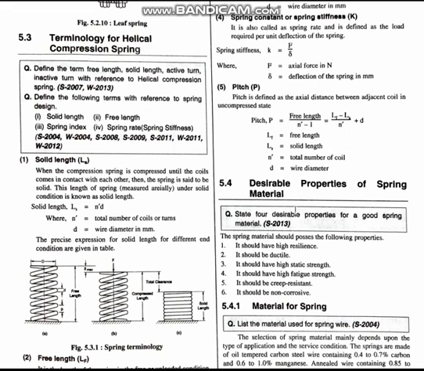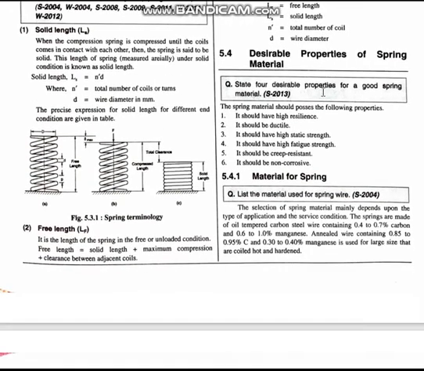Then these are the desirable properties of the materials with which springs are made. It should have high resilience, it should be ductile, it should have high static strength, high fatigue strength, creep resistance, and it should be non-corrosive. Yesterday we have seen some of the names of the materials also. Today we are not going to see it.